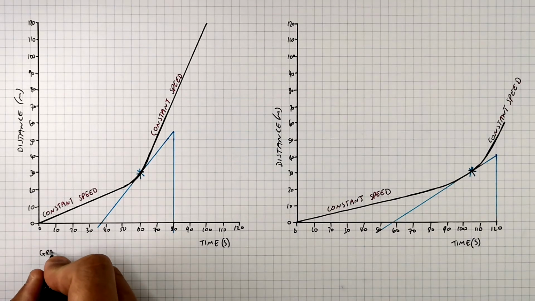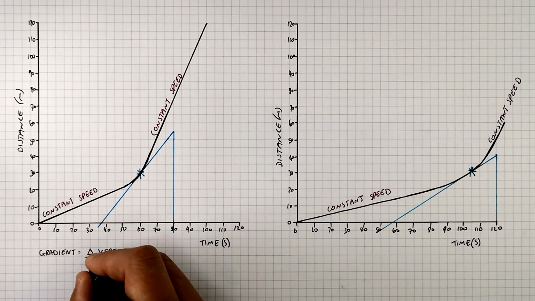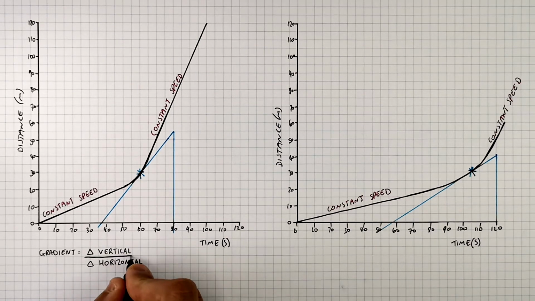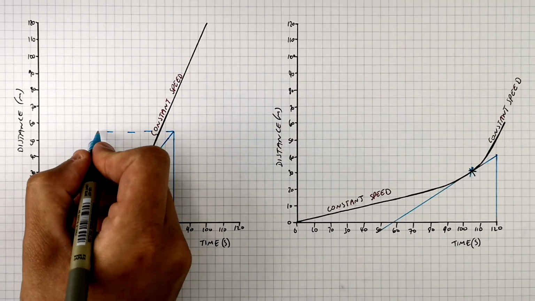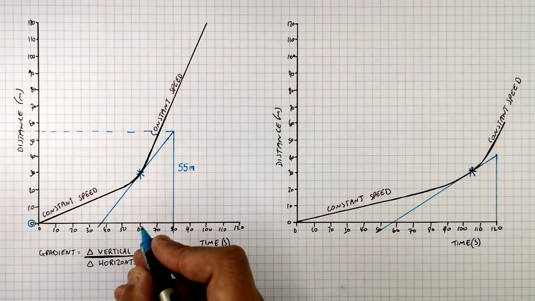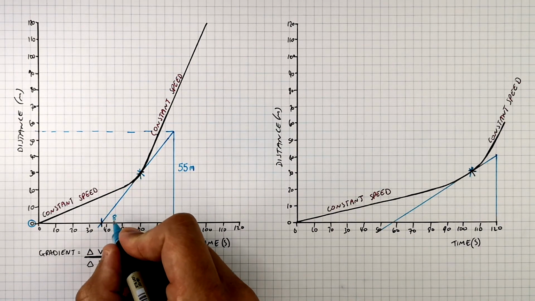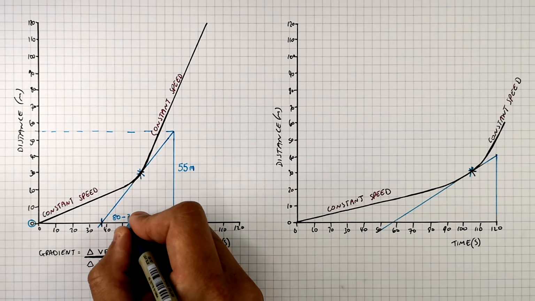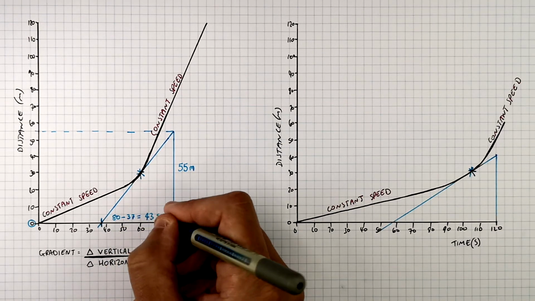So to work out the gradient of the tangent, you need to do change in vertical divided by the change in horizontal. So our change in the vertical is going to be the change in the distance travelled. That's going to be 55 meters. And the change in the horizontal, that's going to be the change in time. That's going to be 80 seconds minus 37 seconds, which gives you a change in time of 43 seconds.